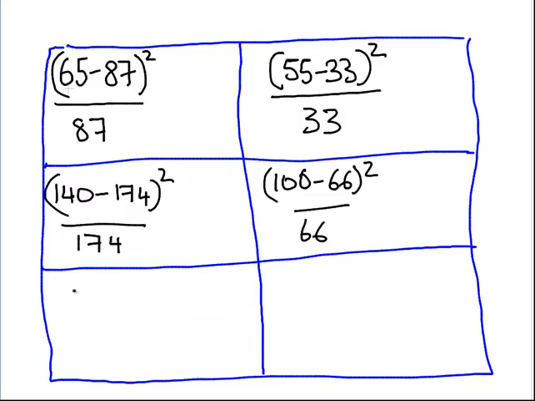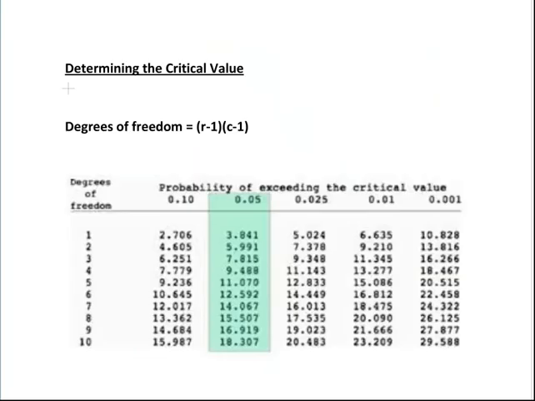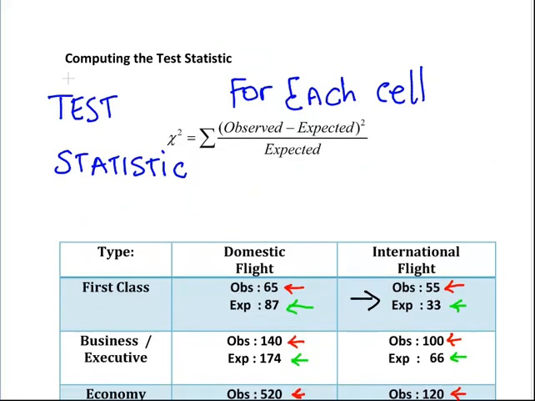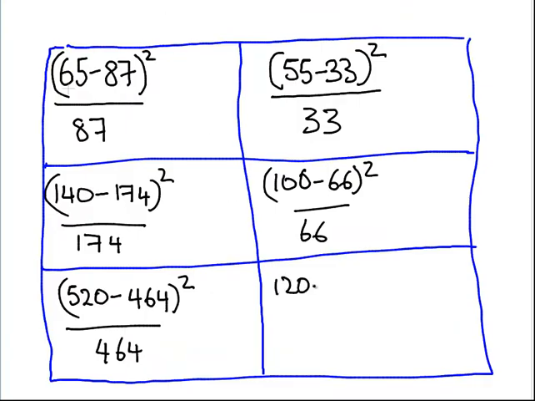The next one is 520 minus 464. Square that and divide by 464. And finally, 120 minus 176. The squaring gets rid of the negatives, the minus signs.